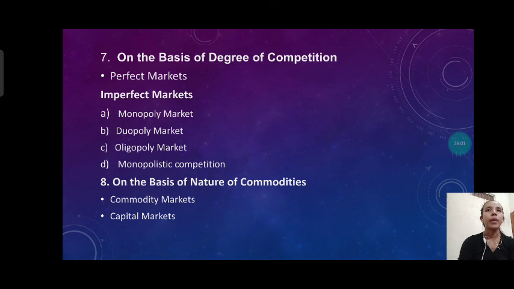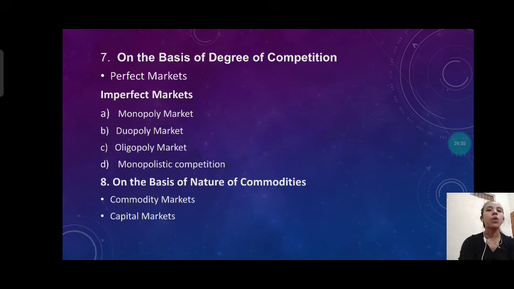The monopoly market is a market situation in which there is only one seller of a commodity. In this market, the price of the commodity is generally higher than in other markets. When there is only one buyer of the product, the market is termed a monopsony market.